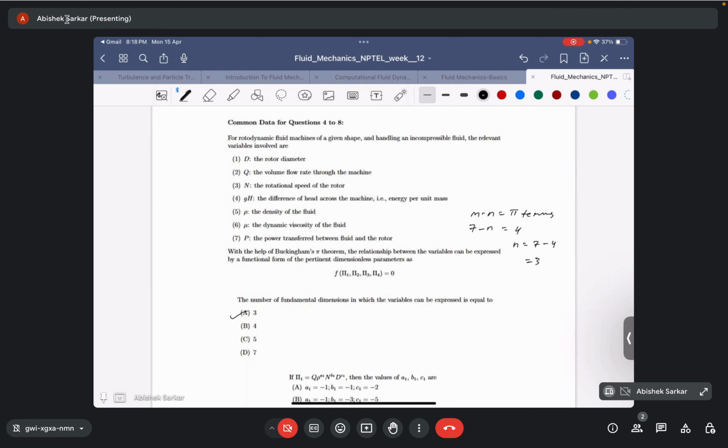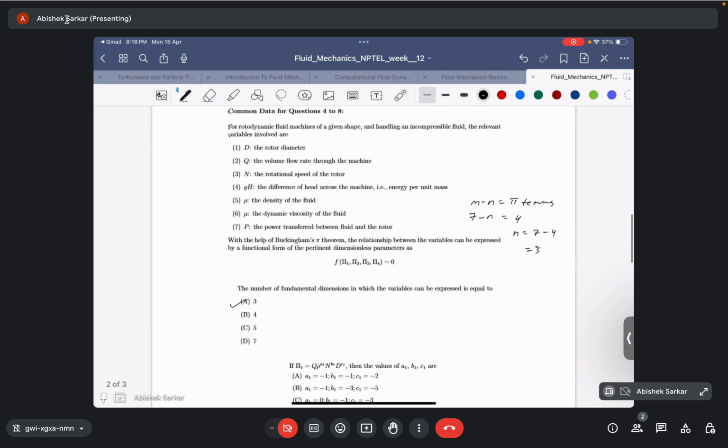As I already mentioned, since this kind of problem is not dealing with heat transfer, for most fluid mechanics problems, the number of fundamental dimensions is usually 3. Okay, so first correct answer is 3.